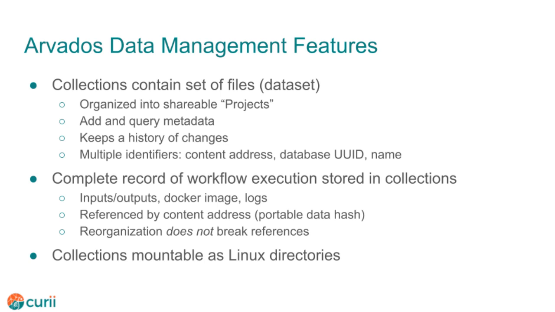Collections can be identified in the system several different ways. First is by content address, which is based on a hash of the collection's file contents. The content address changes if any of the files change. The second is by database UUID.